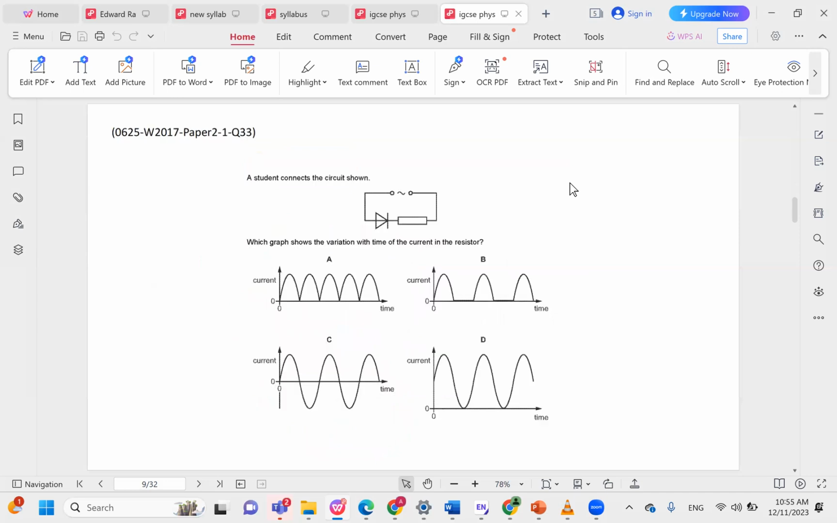A student connects the circuit shown. Which graph shows the variation with time of the current in the resistor? This is exactly the same as what we said last time. This is what an alternating current looks like. But of course, after the diode, it becomes like this. So the correct choice here is choice B.